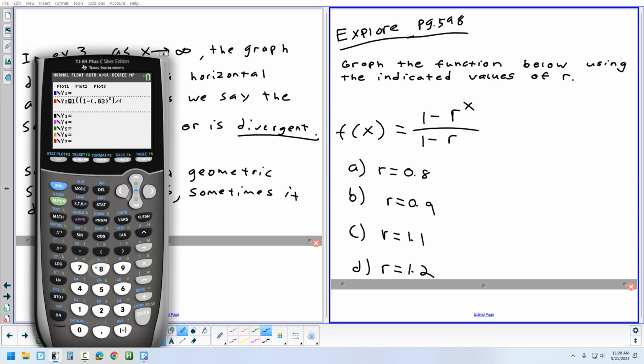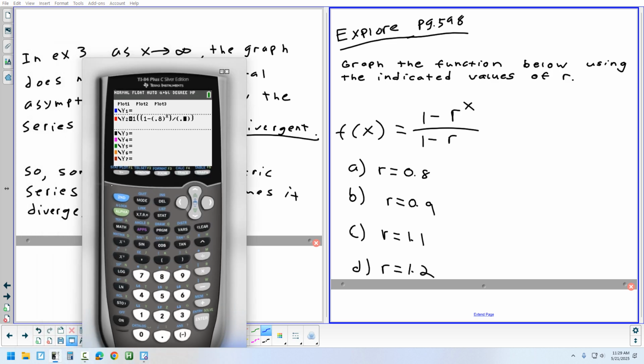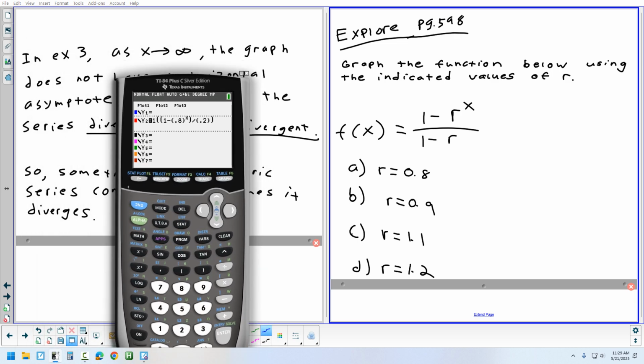So let's make it 0.8. And in the denominator is 1 minus r, 1 minus 0.8. That is 0.2. So that's this formula with an r value of 0.8. And I've got some extra parentheses now because I don't have fractions anymore for r. I use a decimal. So technically, I don't need 0.2 in parentheses, but it's not going to hurt anything. Okay. So let's go to our table.